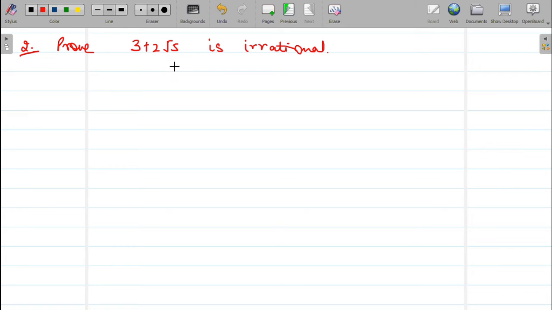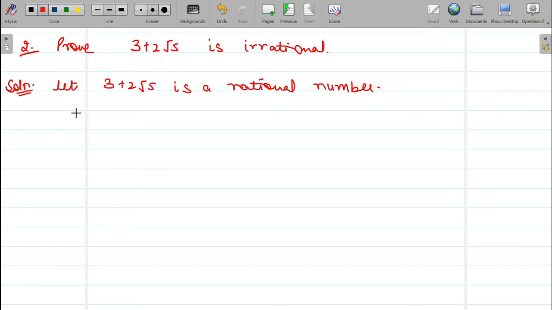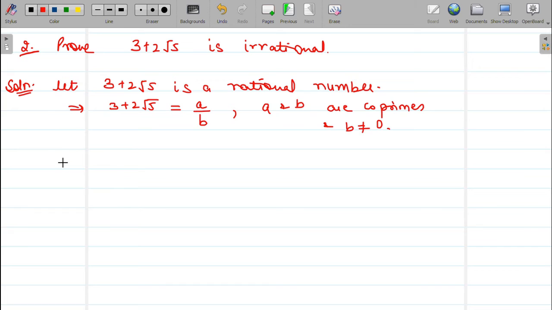So I will take root 5 as an irrational number. To prove this one, again we follow the same thing, the contradiction method. Let 3 plus 2 root 5 be a rational number. So again we adopt the same thing. This implies 3 plus 2 root 5 should be equal to A upon B, where A and B are co-primes and B is not equal to 0. That is the definition of a rational number.